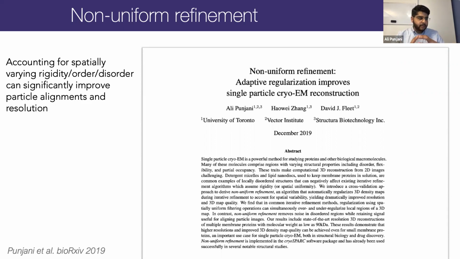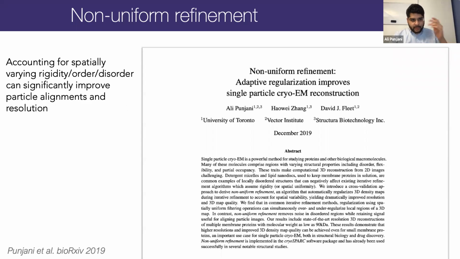It turns out that although this is a general principle, experimentally we see that the cases where this is most true is where there is lots of spatially varying rigidity, order, and disorder. And the best example of that are membrane proteins. When there is a micelle, nanodisk, or floppy Fabs attached, or any other weird scenario, non-uniform refinement can often make a big difference. I'm going to dive in a little bit into the motivation behind the method and exactly why we came up with it and why it works.